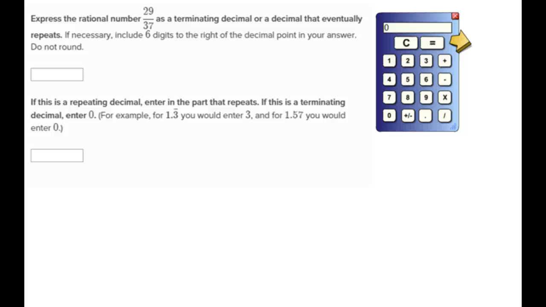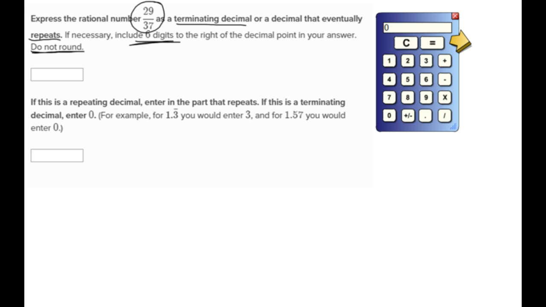Writing fractions as repeating decimals, we want to express the fraction 29/37 as a terminating decimal, that is a decimal that stops, or a decimal that eventually repeats, so we call that a repeating decimal. If necessary, you're going to include 6 digits to the right of the decimal point in your answer, and you do not round. It's very important that you read the full directions. All right, we have 29/37.